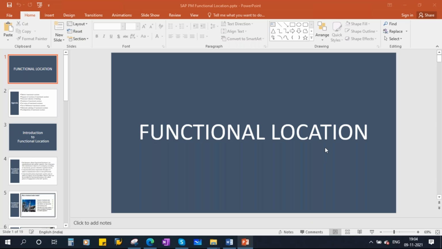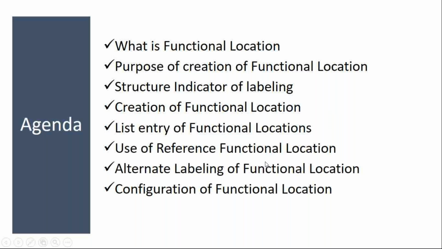So we'll be starting our next topic, that is functional location. The topics that we are going to cover: we will see what is functional location, the purpose of creation of functional location. Then we will understand the structure indicator of labeling, then we will see in the system how to create these functional locations, list entry of functional location, creating functional locations in mass, then use of reference functional location, how to do alternate labeling of functional location, and configuration related to functional location. So these are the topics we'll be covering in the functional location.